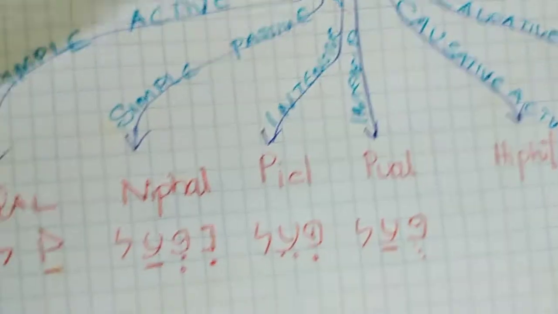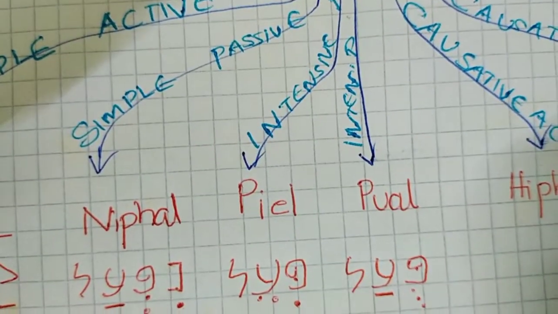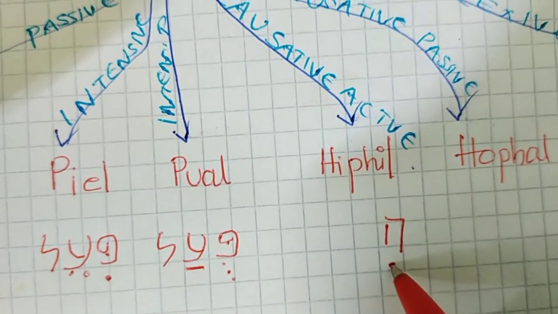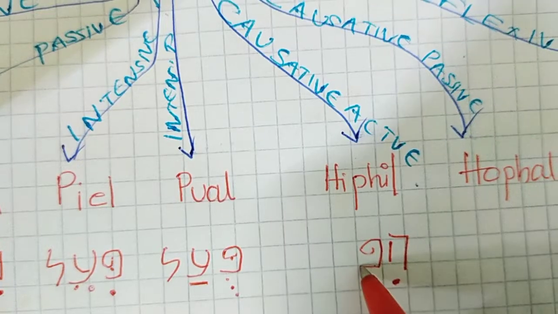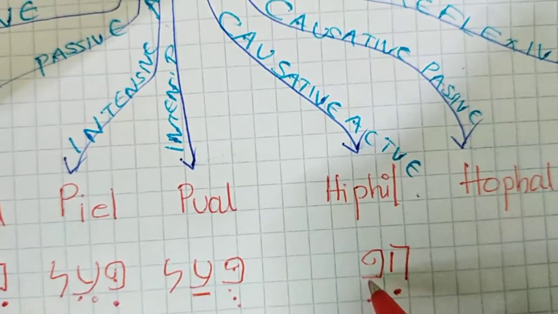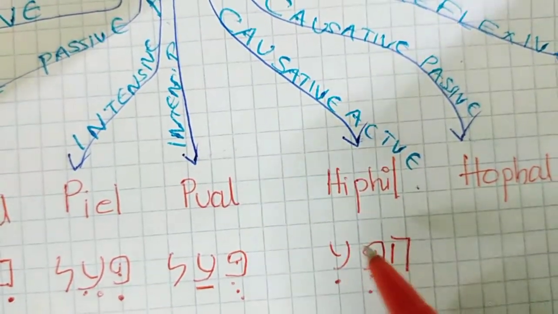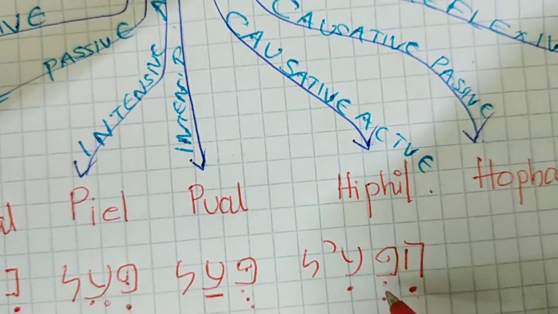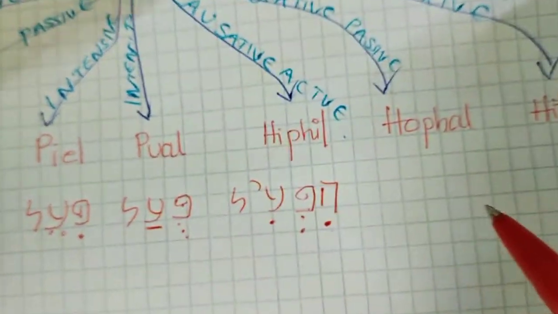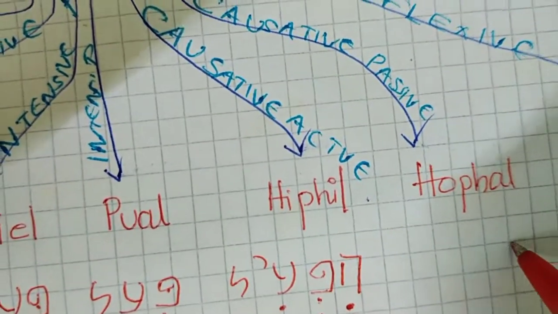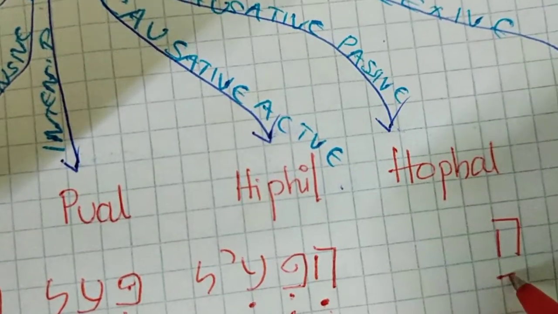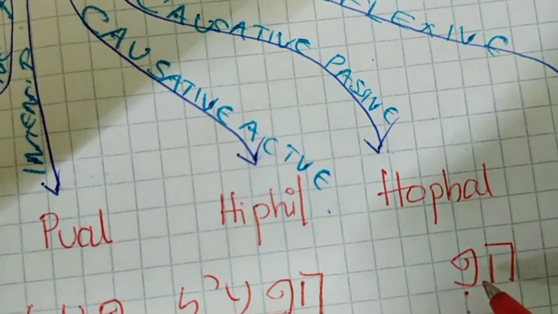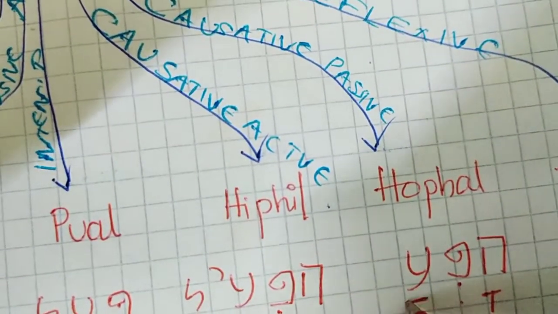Pual. Next one, Hifil. How do you write Hifil in the original form? He, hif. Shva, you should add. Eel. See, Hifil. He, hif, eel. Where there is an empty place, you put that shva. Okay. Next one, Hophal. How do you write Hophal? Ho. That shva comes here. That's why this is ho. Hophal.